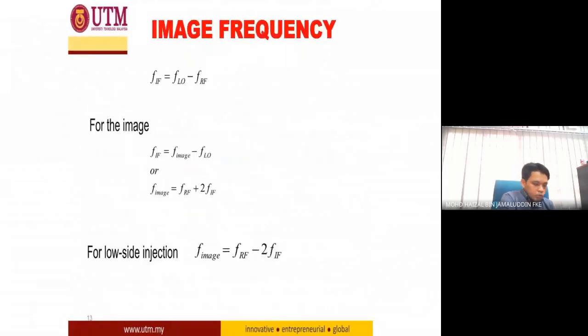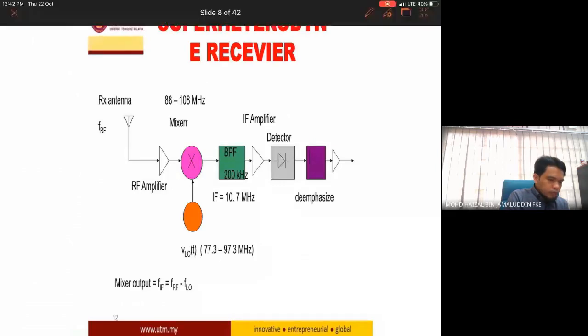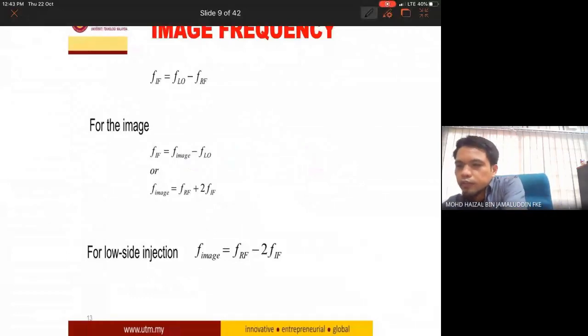So what I want to explain is the image frequency. Maybe it is okay. Where should I go in? Okay, I want to explain about the image frequency. Where is mine? I'm searching for my notes.